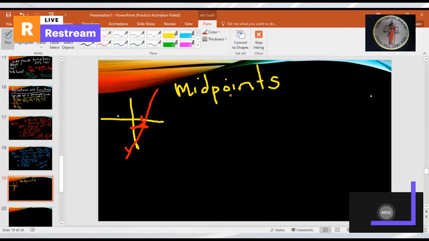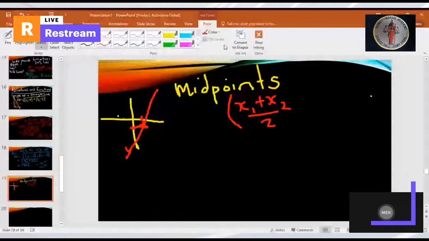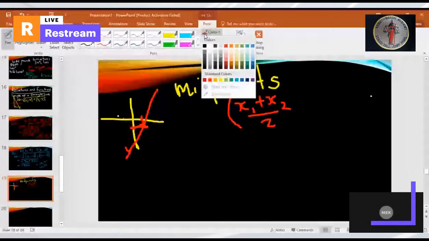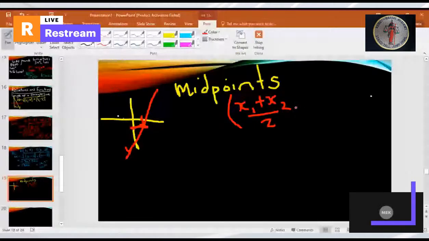The formula for finding the midpoint is the first x value plus the second x value, divided by 2, and that's for the x coordinate. Comma. For the y coordinate, it's the first y value plus the second y value, divided by 2.